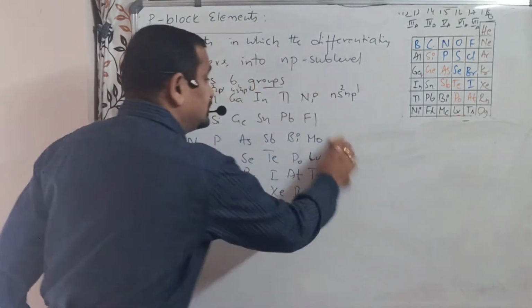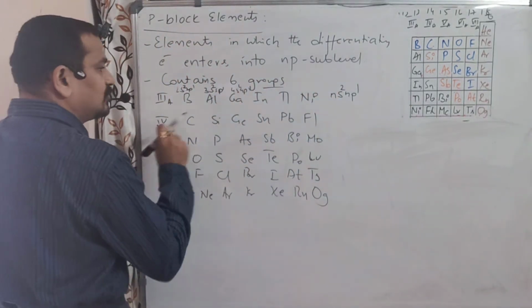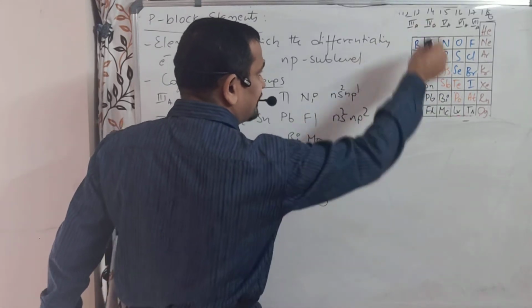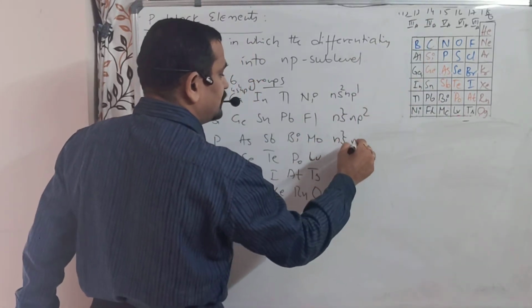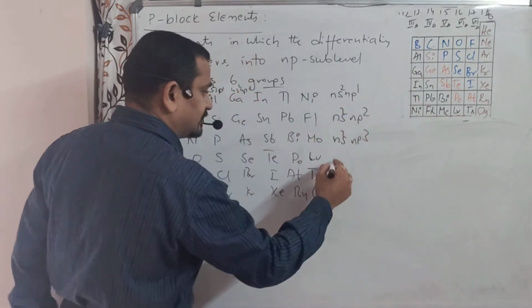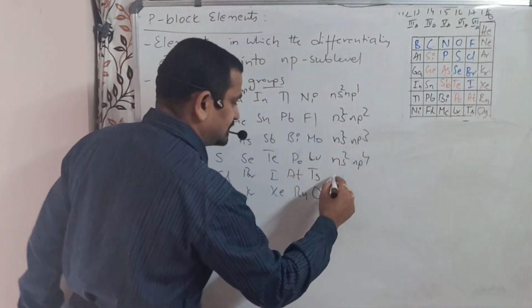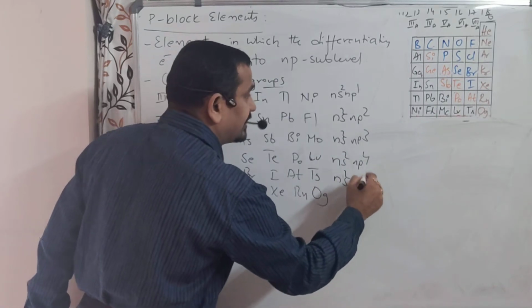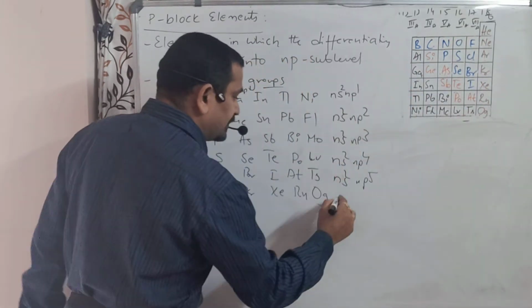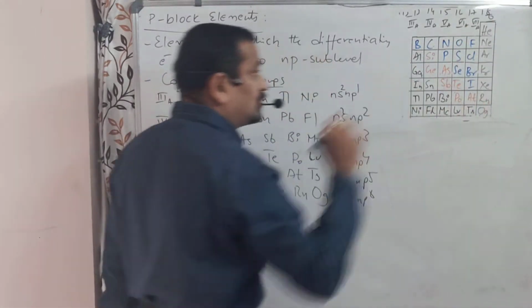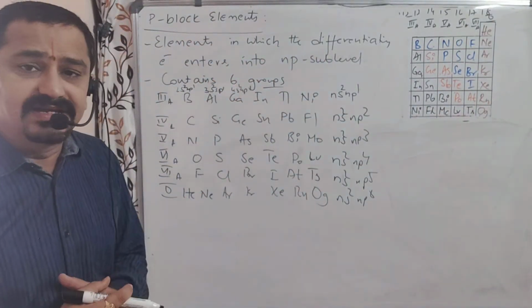And when it comes to the 14th group element or 4A group elements, ns2 np2, ns2 np3 for nitrogen family members, ns2 np4 for oxygen family members, ns2 np5 for halogen family members, and ns2 np6 for inert gases. These members are called inert gases as they are chemically inert.